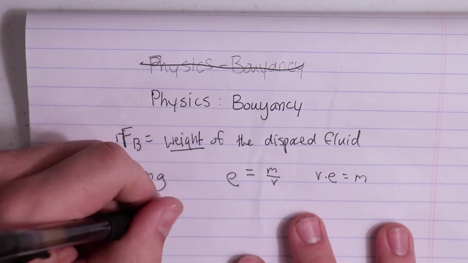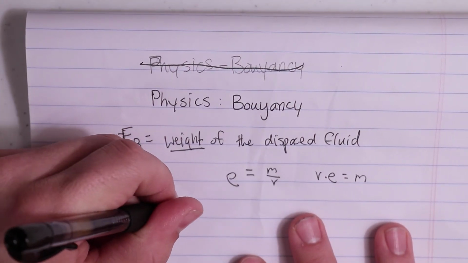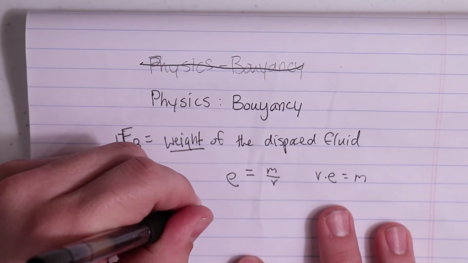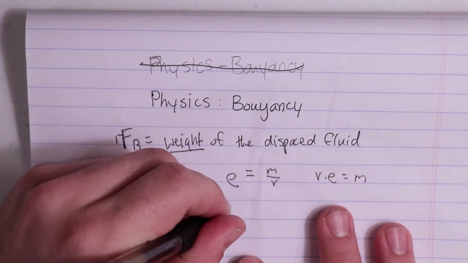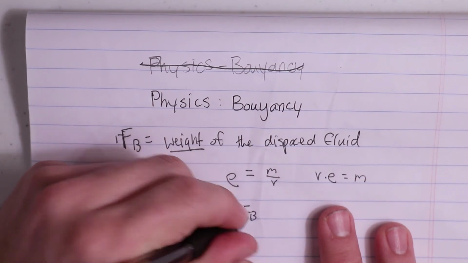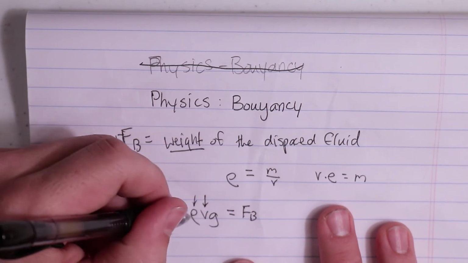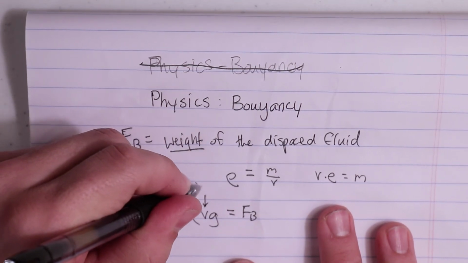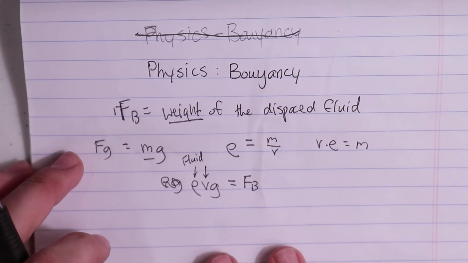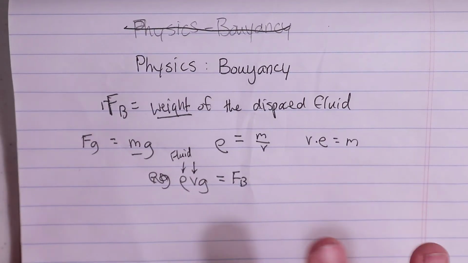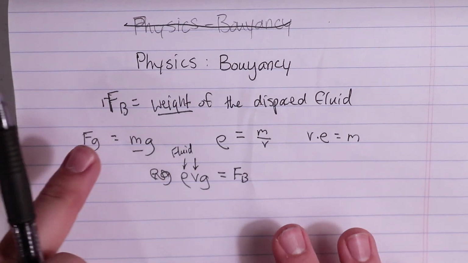And so if we put this all in one, we're going to get rho Vg equals our buoyant force. But remember, this is the density of the fluid too. And so that's kind of the general idea for buoyancy equations that I wanted to get across. I'll go more into this in depth later, but that's kind of the general idea.